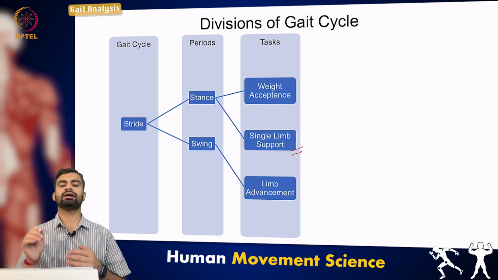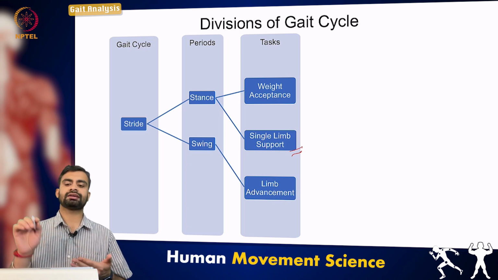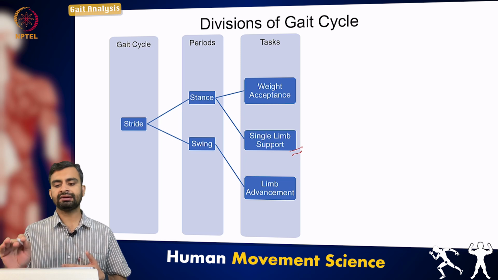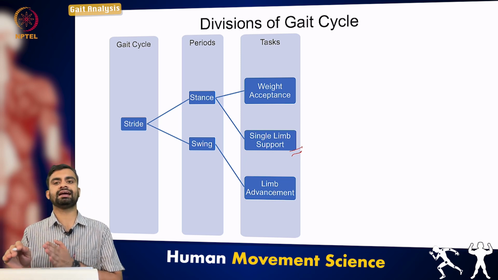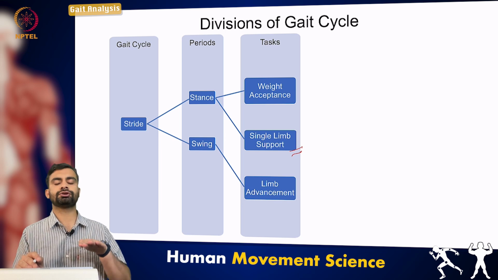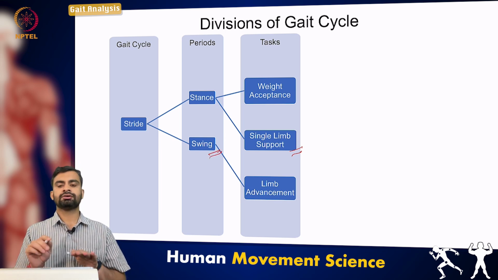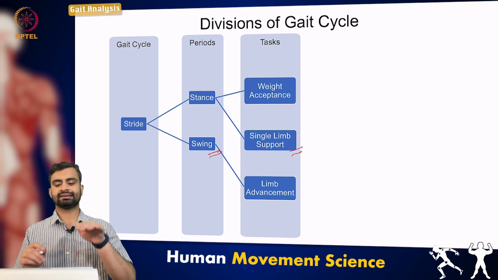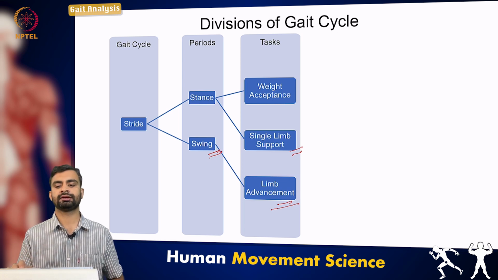For example, if we start our gait cycle with the right side, there is right heel strike or initial contact, then transferring the weight towards the right leg, and our left foot or left limb will be in swing, in the air, moving in front of our right leg. That performs the function of limb advancement.